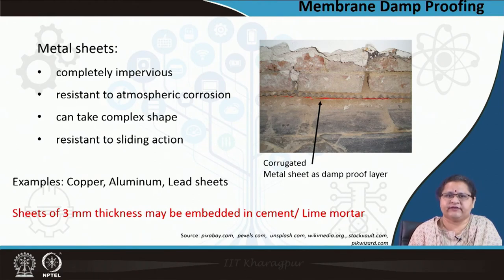This is completely impervious, resistant to moisture, atmospheric corrosion. Such materials are to be taken like aluminium, lead, copper. We have learned these non-ferrous metals. So, we are not going for ferrous metals in specific because if they experience some damp, that may get ruined. And it may be a flat metal sheet or a corrugated metal sheet. So, this kind of metal sheet also helps as a membrane damp proofing.